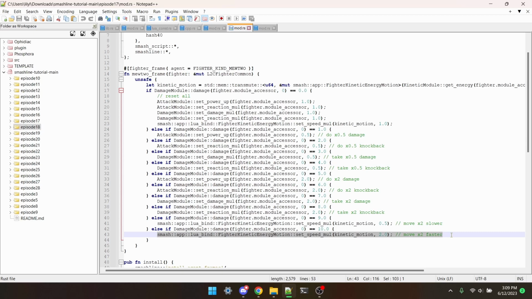Here's how we do the speed multipliers. They're a little bit different, and they use this import called kinetic motion instead of a BOMA. You'll need to declare kinetic motion with this line up here before you use it. All of this code, reminder, will be available for reference under item 1 in the description, but let's give it a little test in Smash first.